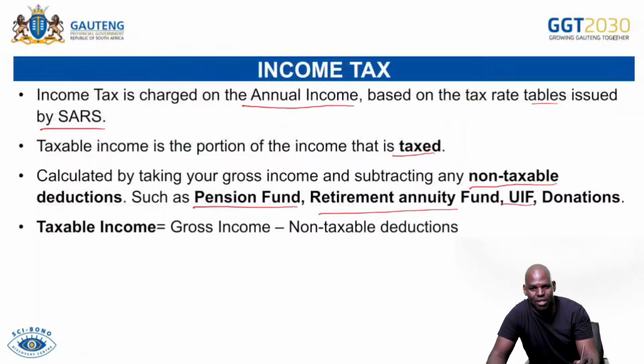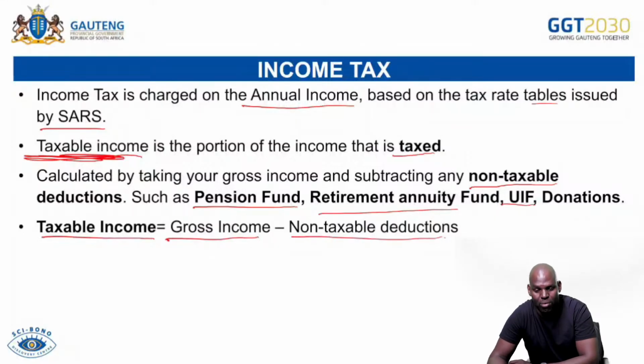So if that person has got a pension fund in that income, the pension fund must be subtracted. The retirement annuity must also be subtracted, as well as the UIF and the donations. But this can only happen if these things are mentioned. If they are not mentioned, they will indicate taxable income. Taxable income simply means all those non-taxable deductions have been subtracted already, so this amount can be used to calculate tax. Taxable income is where we take the gross income and subtract the non-taxable deductions.